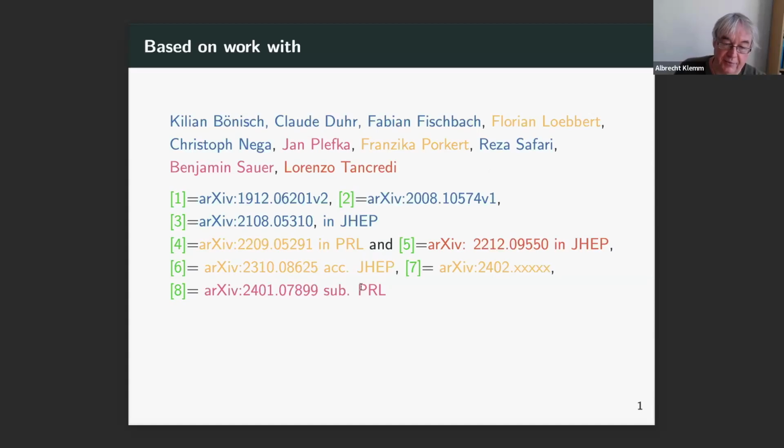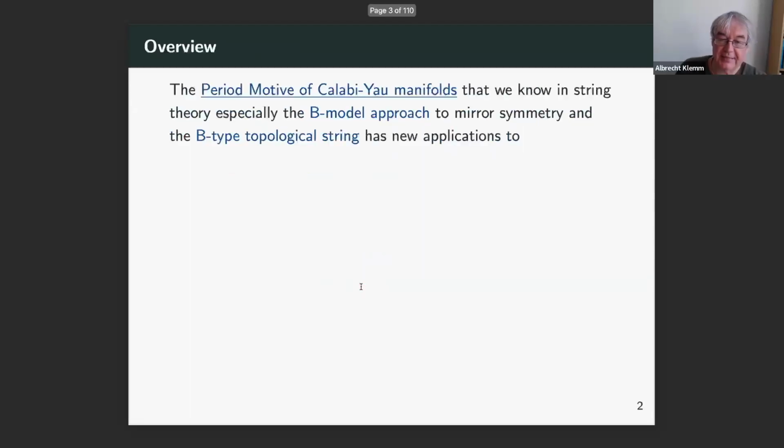This is basically the work that this is based on. I'm not working very long in this area, but I realized that there is interest from the amplitude community in Calabi-Yau period integrals, and that's of course very good.